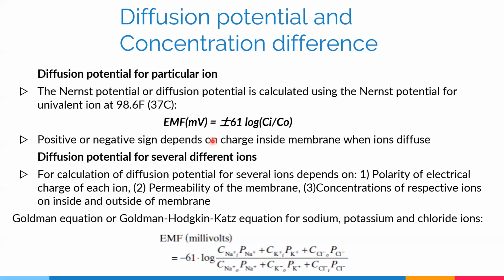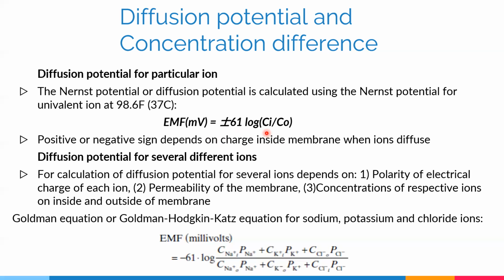But this simple Nernst potential formula has a very gaping disadvantage that we are not able to cover. That is, it can only calculate the EMF when one ion is present, as we have seen in the examples just before, if only the sodium or the potassium ion is present. But in real life, the scenario is very different.